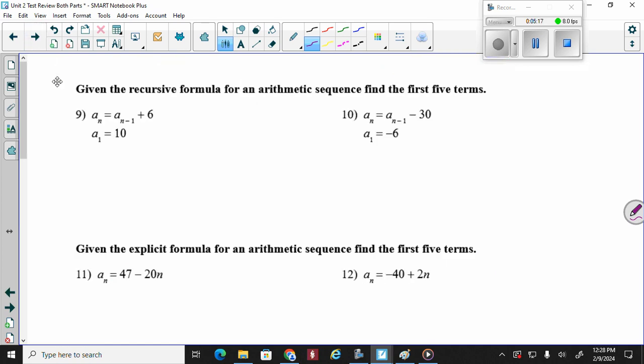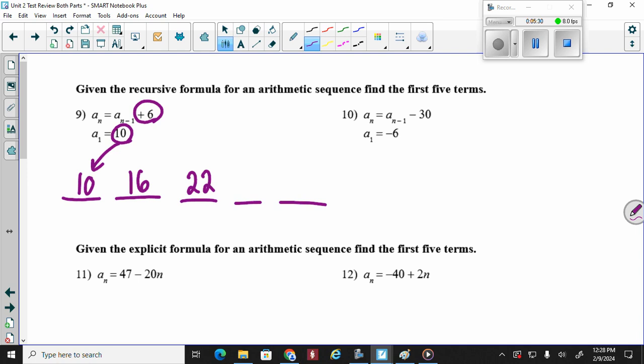All right. Again, still got a couple folks who are having issues with this. Remember, A of 1 is your first term, literally, always the first term. Plus 6 tells me what I'm doing. I'm adding 6 every single time. 28 and 34.